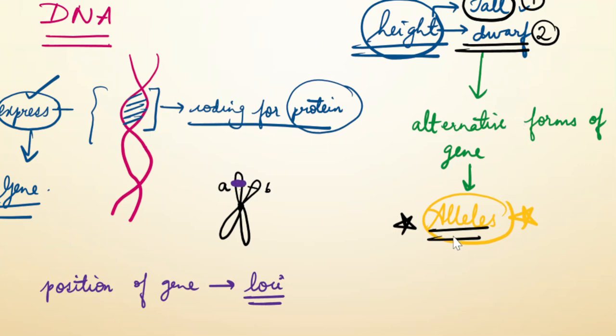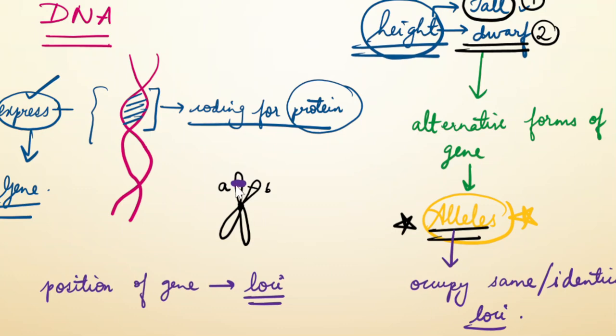And these alleles will occupy the same loci, or you can say identical loci. Identical loci means it will be present on the same loci, as you can see with the A and B genes in this particular example. So this is the concept about genes and the concept about alleles.